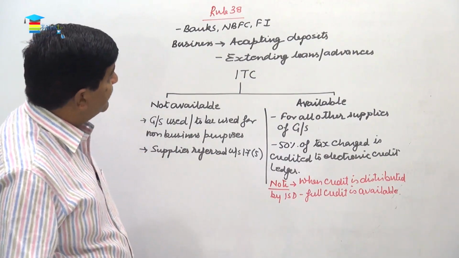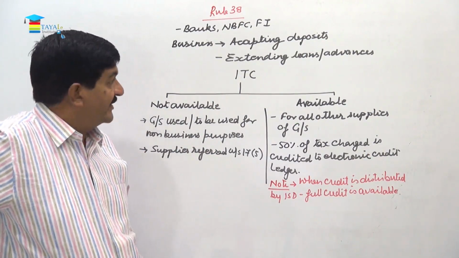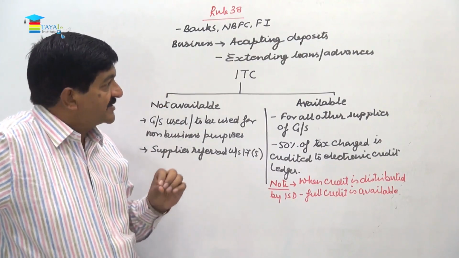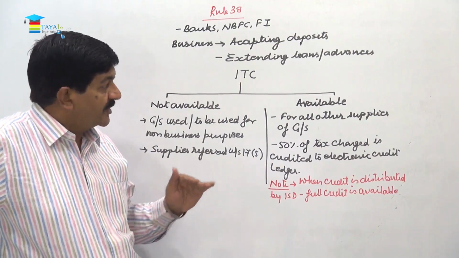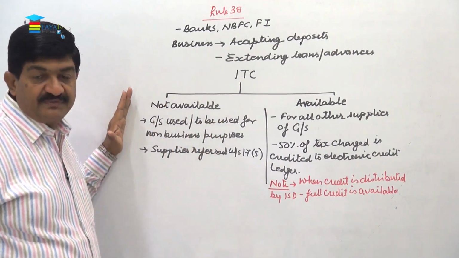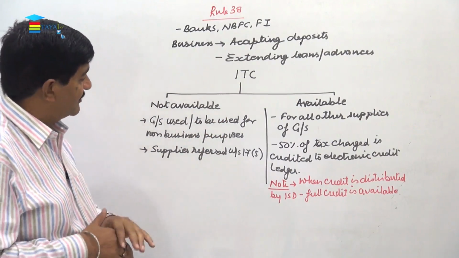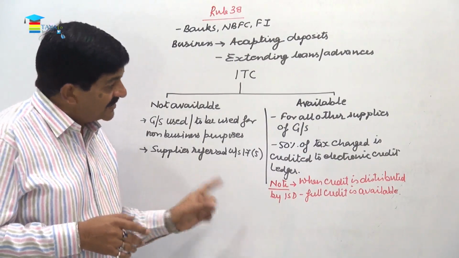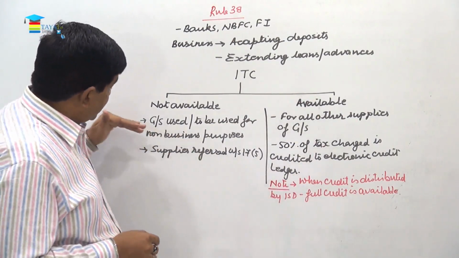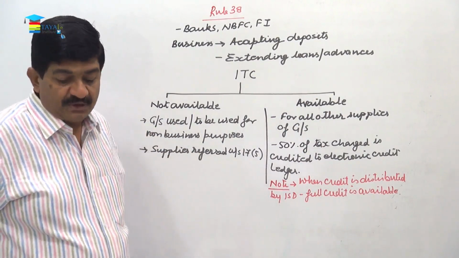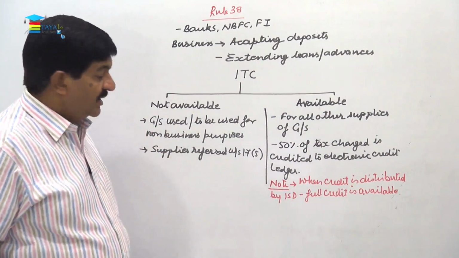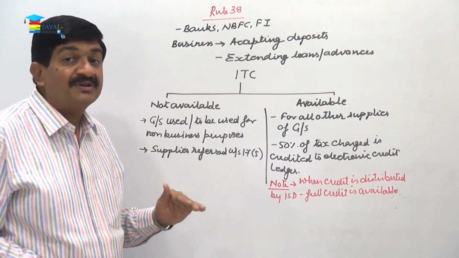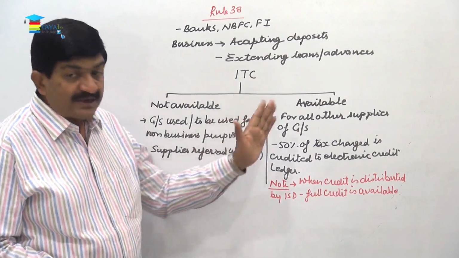So this is exclusively for the banks, financial institutions as well as NBFCs. And first of all, it is saying that the main business of these are accepting deposits, extending loans and advances, that for them credit is not available for the goods and services which are not used or intended to be used in connection with the business. If those are used for common, that is taxable as well as non-taxable supplies, this is the provision. So this is simply saying no credit for the goods and services which are not used in relation to business, and supplies which are covered under section 17 subsection 5, which are blocked supplies or blocked credits. For all other credit is available.